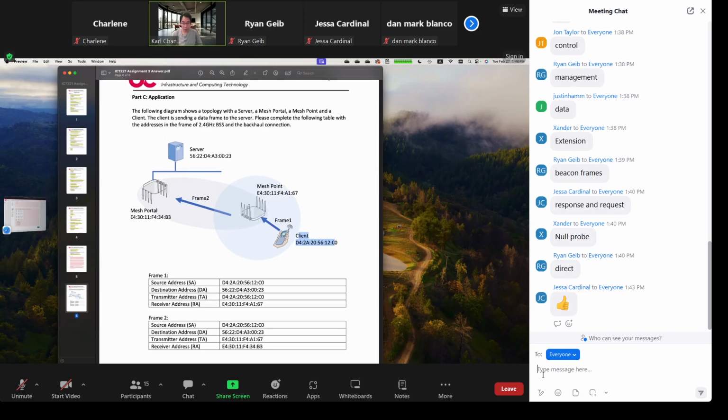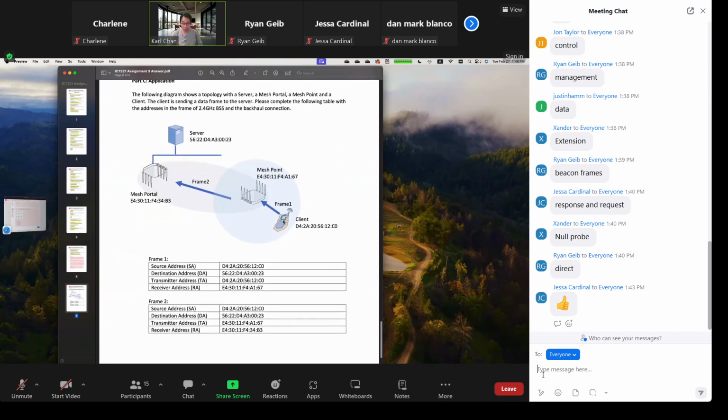Okay, so the mesh point uses the backhaul connections here to send the data to the mesh portal, and the mesh portal forwards the data to the server. In this process, the client sends out the data frame from the client radio to the mesh point, and then the mesh point forwards it to the mesh portal, and finally it reaches the server.